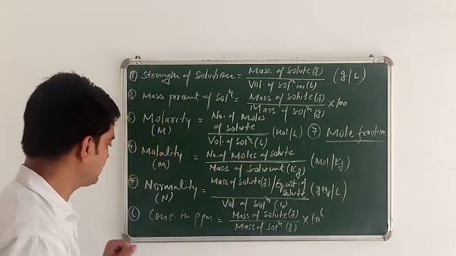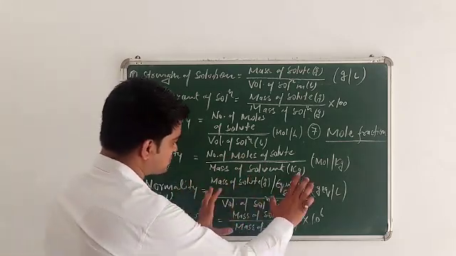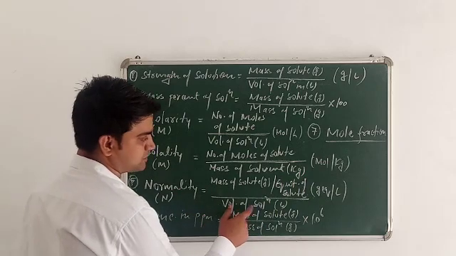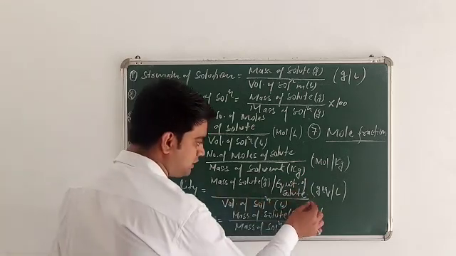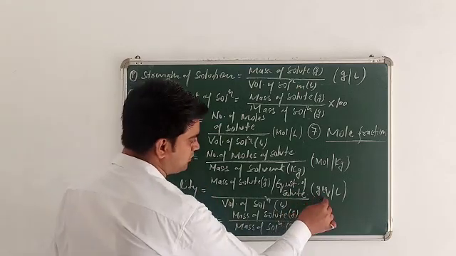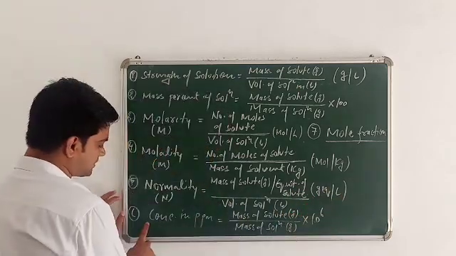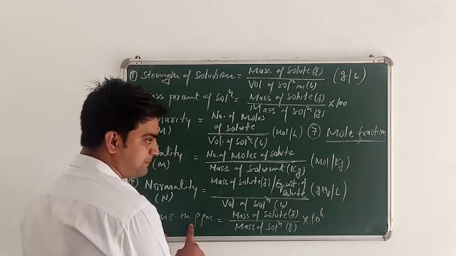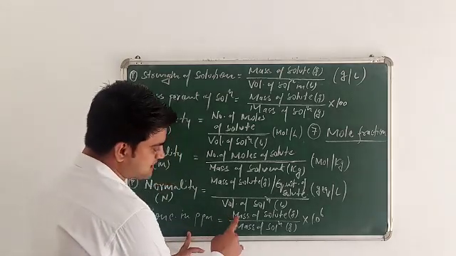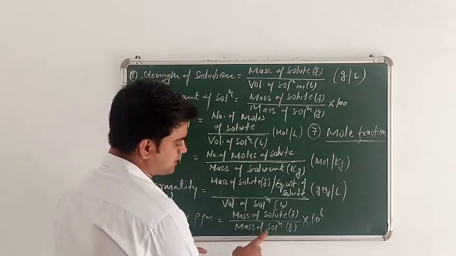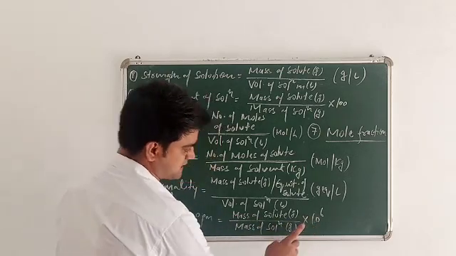So you have to mention here, and this total value is divided by the volume of solution in liter. Then we get the value of normality, and the unit of normality is gram equivalent per liter. Next term is the concentration in ppm, that is parts per million, and the formula is mass of solute in gram upon mass of solution in gram, into 10 to the power 6.